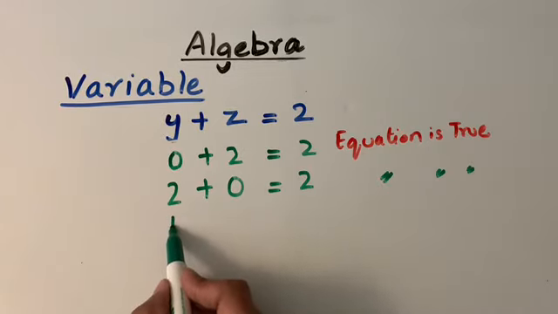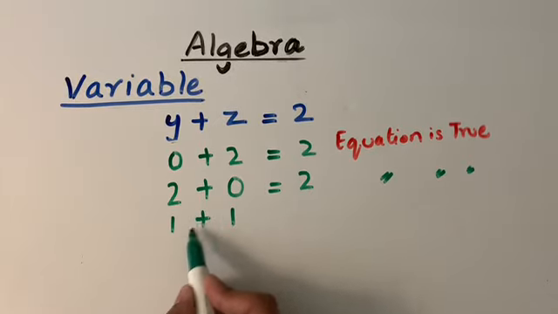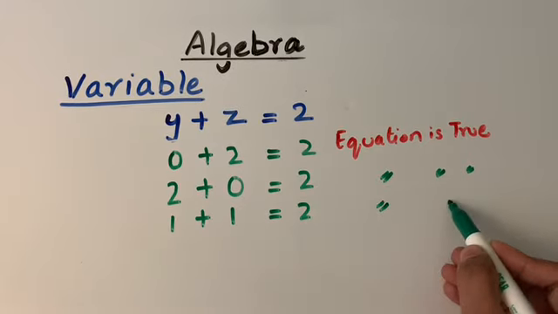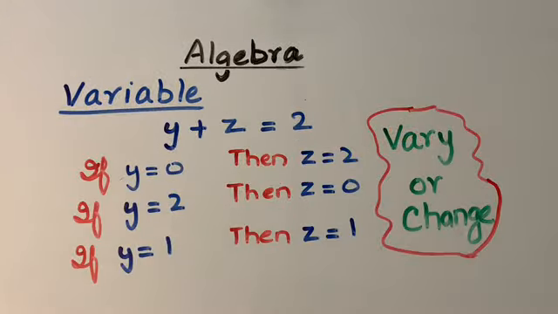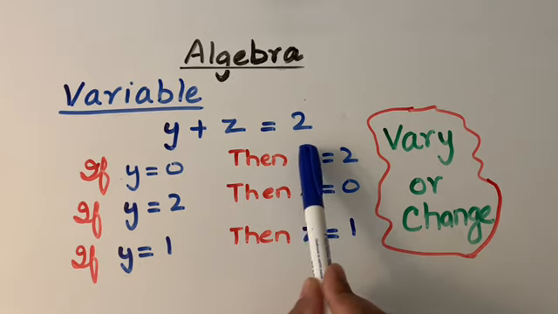Suppose y is 1 and z is also 1. When we add them, we'll get 2. Again, our equation is true. Did you notice that there were different possible solutions for this equation y plus z equals 2?